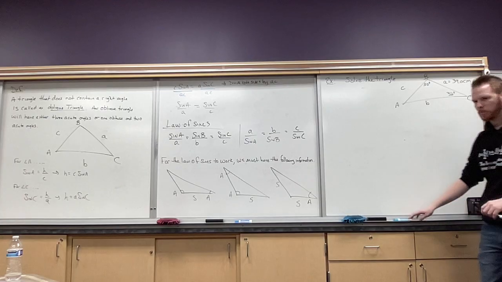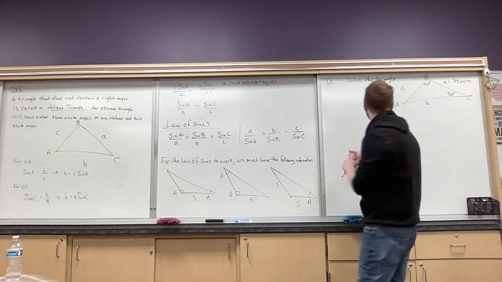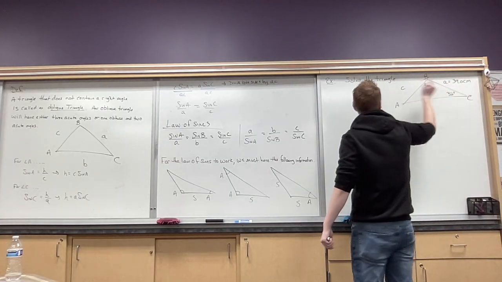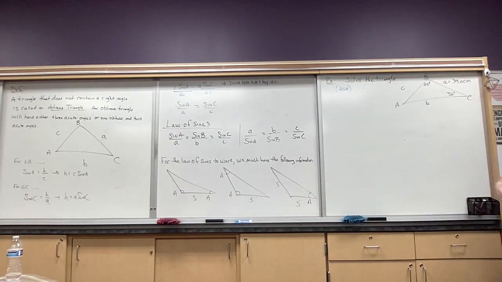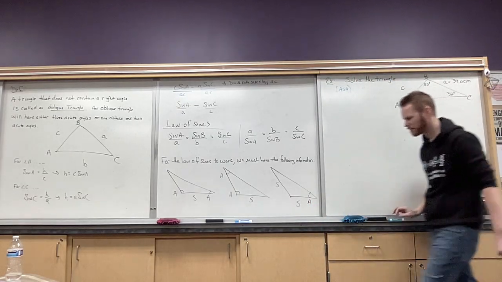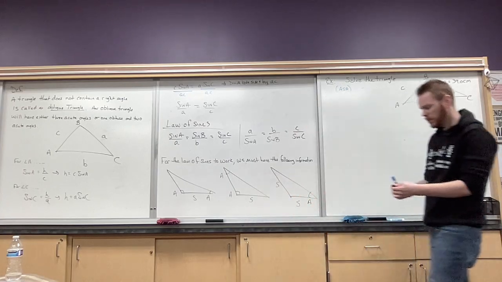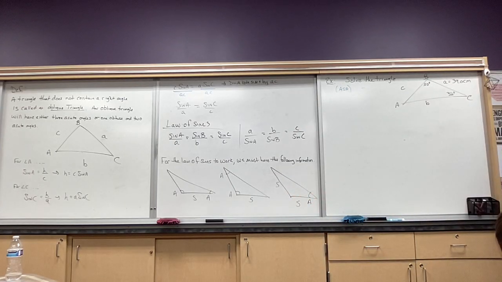If we want, we can put which one of these scenarios it is. In this case, we have an angle, a side, and an angle, so this is an ASA case. But again, not necessarily something you need to write down for solving it. But we are going to find all the angles and all the side lengths. Okay? That's what we're going to do.